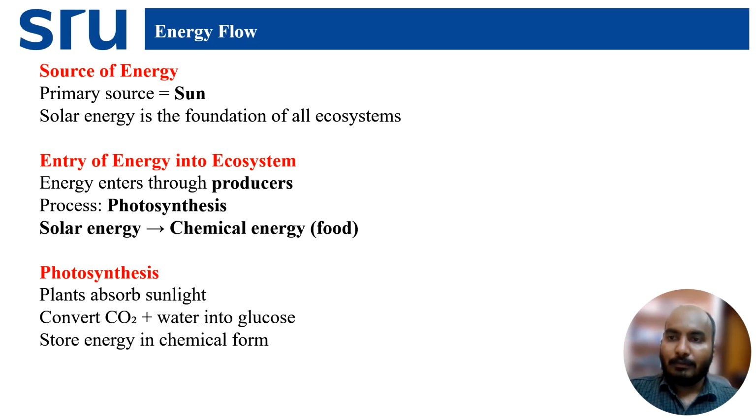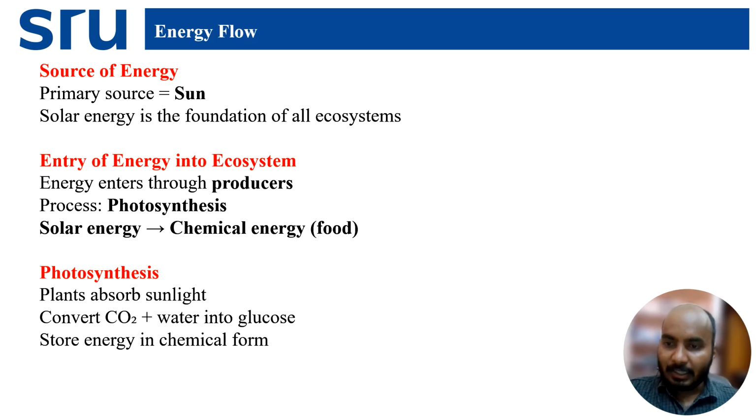Energy flow controls the entire functioning of the ecosystem. It determines how much life an ecosystem can support, and it also controls productivity, population size, and survival. So this is very important. If the energy flow is disrupted, the system becomes unstable.